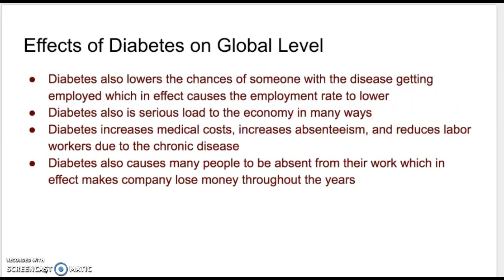Diabetes lowers the chances of employment of a person compared to a person who doesn't have it. This means a lower employment rate. Diabetes increases medical costs, increases the number of people being absent from work or school, and reduces the number of labor workers. Diabetes also causes many people to be absent from work, which in effect will make companies lose money throughout the years. Those were the effects of diabetes on a global level.